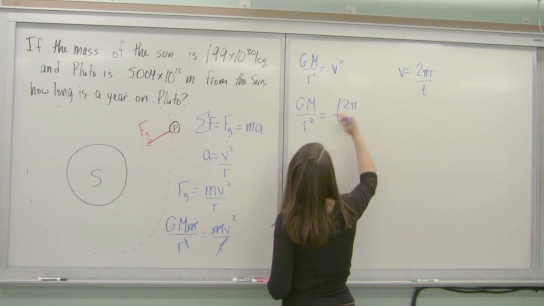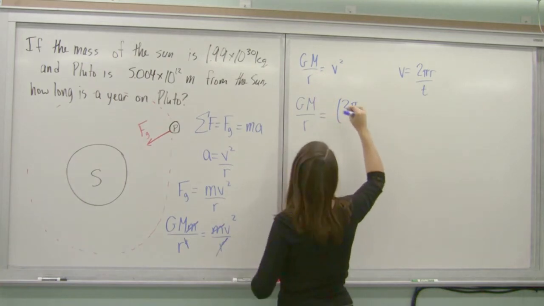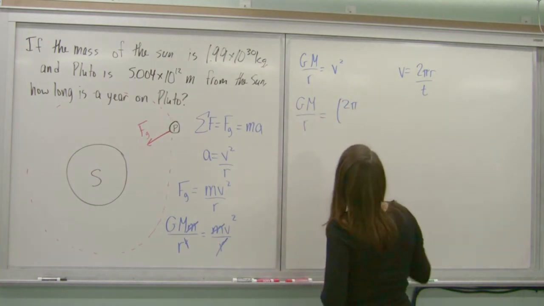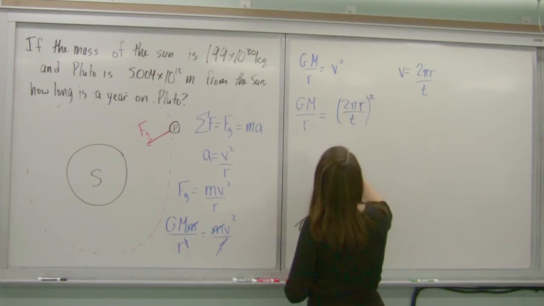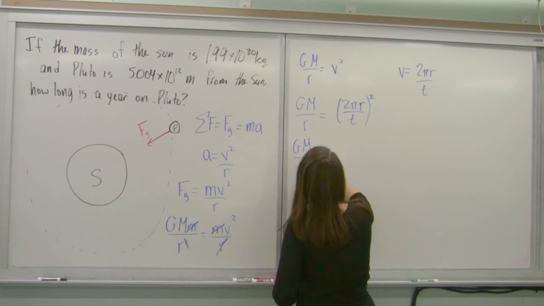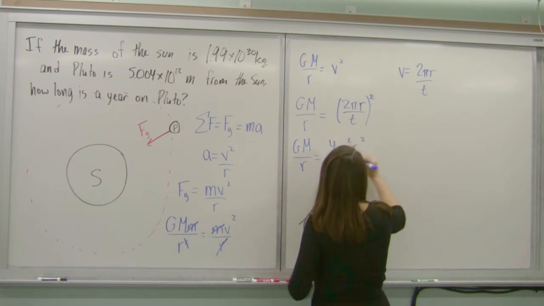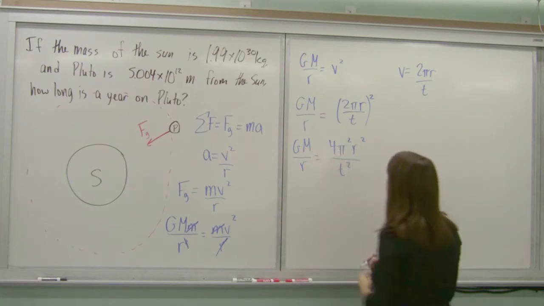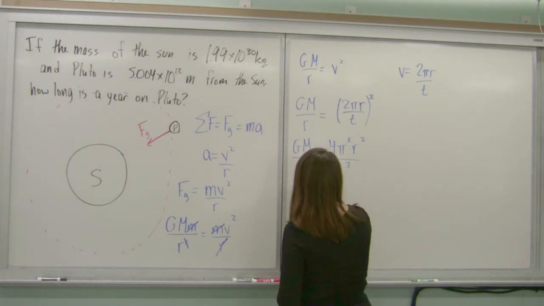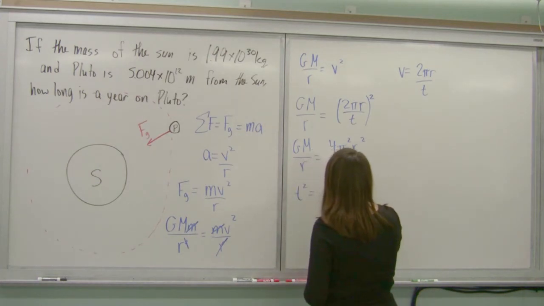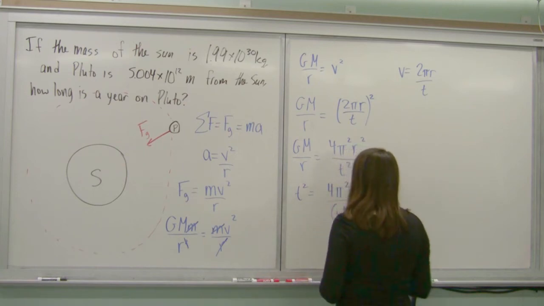2 pi, oops, actually, this square got taken care of over here. I accidentally put it in. Oh well. This gets squared. So I'm going to have GM over r is equal to 4 pi squared r squared over t squared. And if I cross multiply and solve for t squared, I'm going to get t squared is equal to 4 pi squared r cubed over GM.